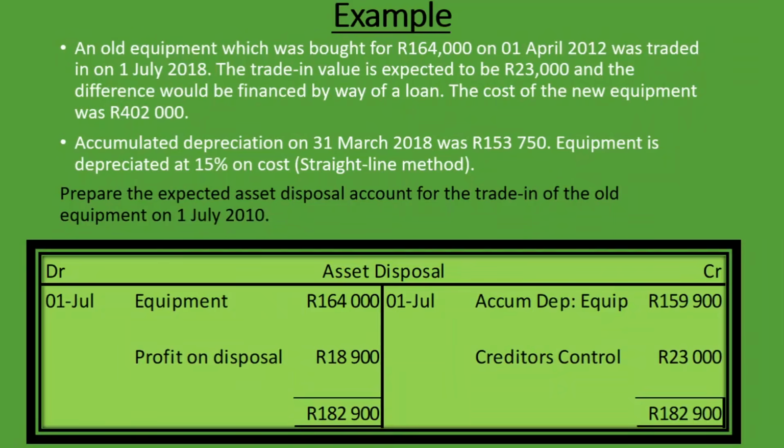Now another way you can do your profit on disposal, although I prefer the method we just used, is to total up the equipment and total up the credit side, which is the accumulated depreciation and the creditors control. The difference, wherever the amount is lower, like on the left hand side it was lower, the debit side was lower, so we would put the profit on disposal on the credit side. If the credit side was lower, by totaling them up, then you put the loss on disposal on the credit side. That's another way you can do it. But if you can calculate your profit or loss on disposal, you do that, and then you get your answer. And this is how we do the asset disposal account whenever you have a trade-in.